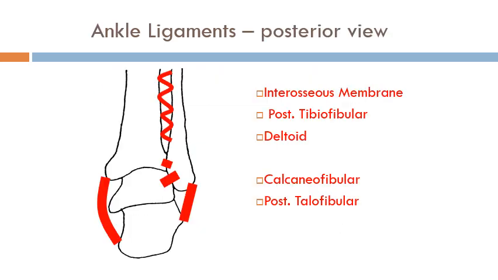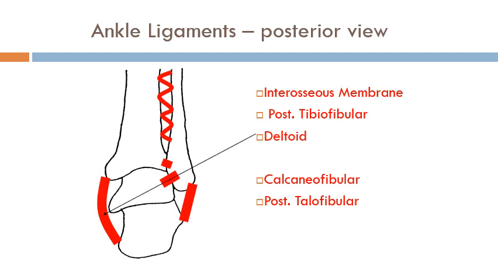Okay, so here we look at the ligaments from a posterior view. We mentioned some of these already on the previous slide. You have the interosseous membrane, or the syndesmosis, which is the broad ligamentous structure that sits between the fibula and the tibia. You're going to have the posterior tibiofibular ligament. You can see that right there, down on the distal end, the articulation between the tibia and the fibula. And you have the deltoid ligament.